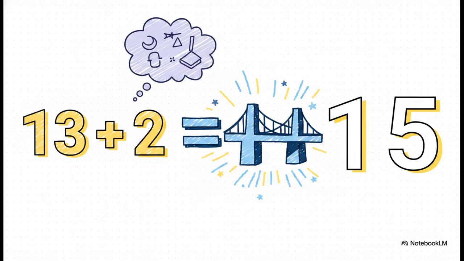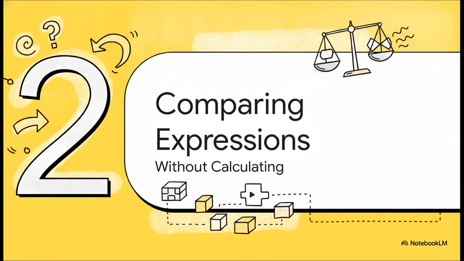Think of the equality sign like a bridge. It connects the expression 13 plus 2 directly to its evaluated meaning, which is, of course, 15. We simply read it as 13 plus 2 is exactly equal to 15. No confusion, perfectly clear. Moving on to part 2, comparing expressions, but this time without actually calculating them.